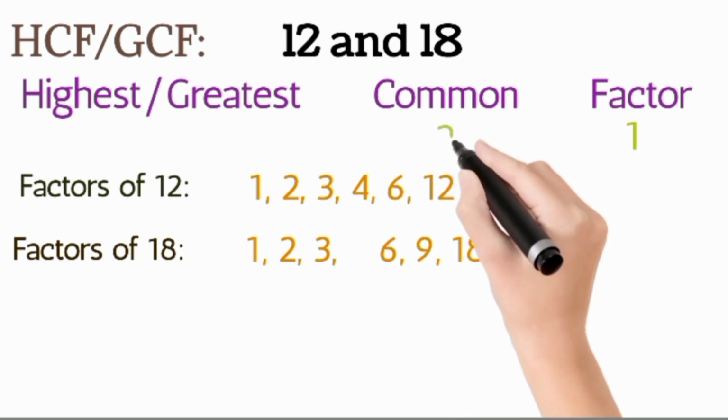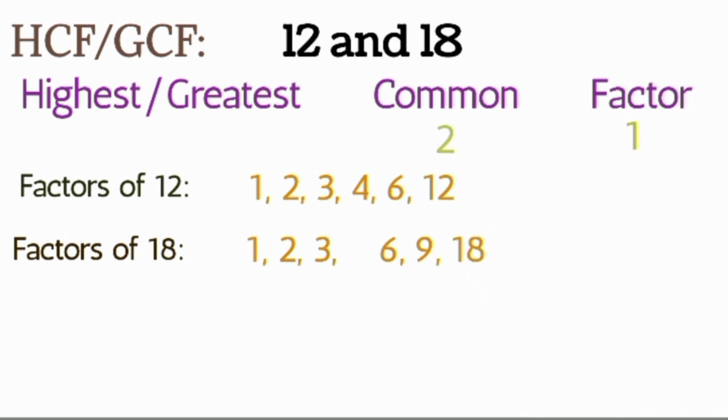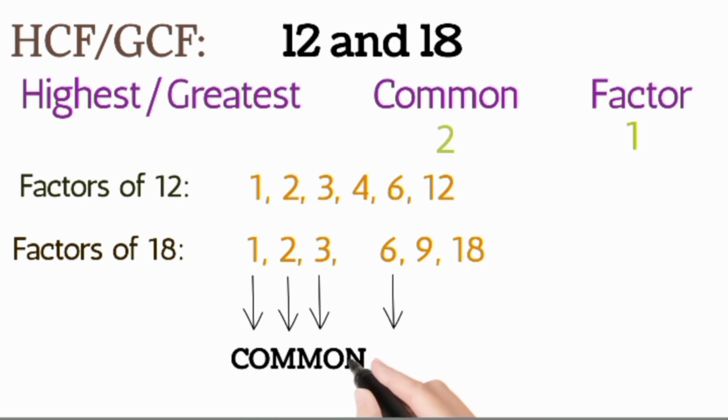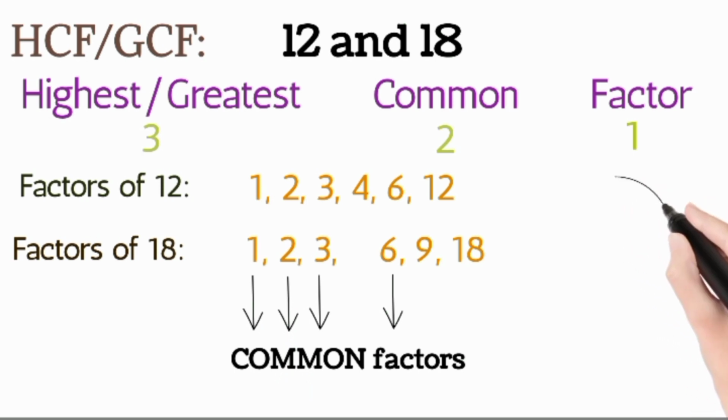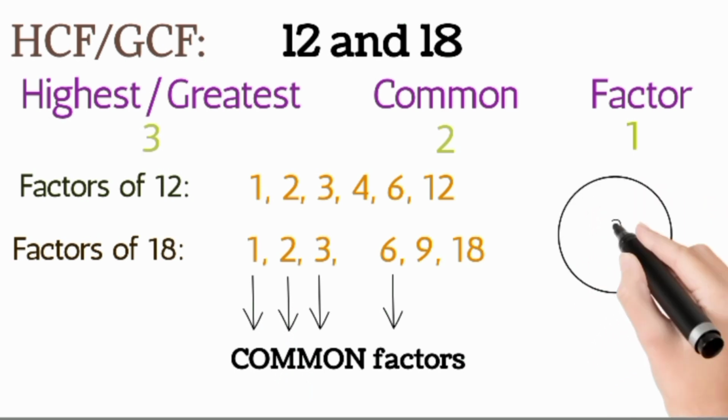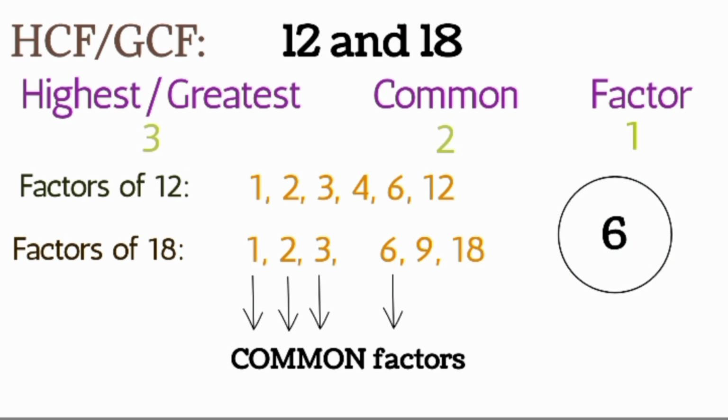Now step number 2 is finding out the common ones among these factors, which are 1, 2, 3 and 6. These are the common factors of 12 and 18. Now step number 3 is to find out the greatest or the highest common factor out of these, which is 6. This procedure is just to understand how HCF or GCF can be found out. Let's learn some more efficient methods to calculate HCF or GCF.